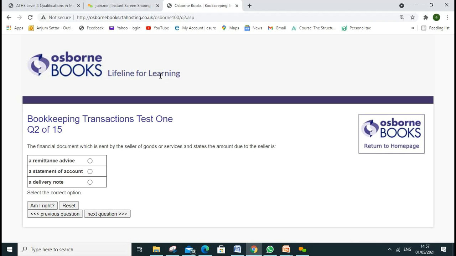Financial documents are sent by suppliers. So what can it be?